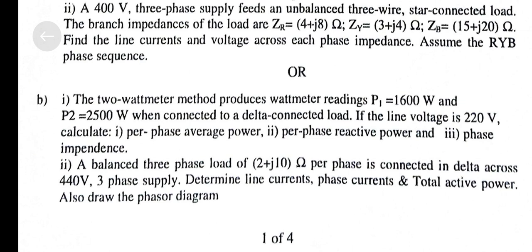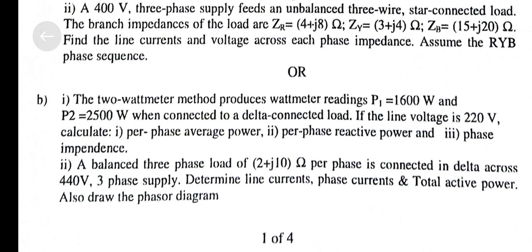Question 2, B లో 1 అండి. The 2 wattmeter method produces watt readings P1 equal to 1600 watts and P2 equal to 2500 watts when connected to a delta connected load. If the line voltage is 220 volts, calculate per phase average power, per phase reactive power, phase impedance.